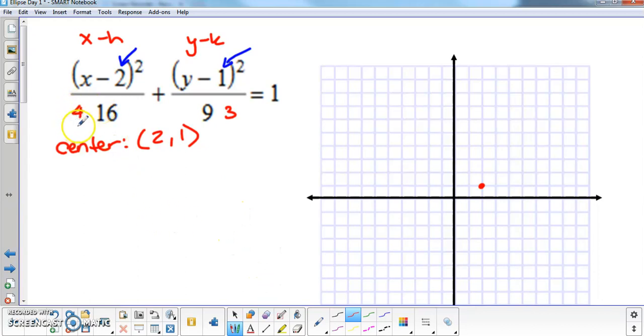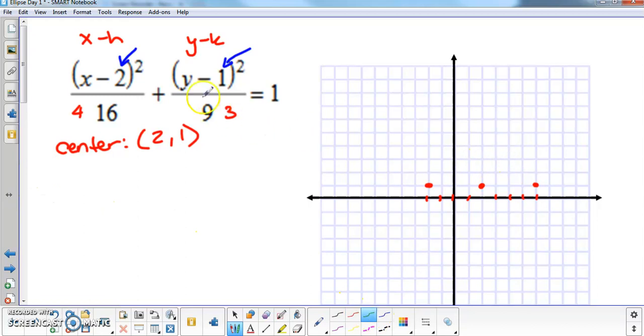The 4 right here is underneath the x, so that's telling me that along my x-axis, I'm going plus and minus 4 from my center. So I'm going 1, 2, 3, 4, and I'm going to go 1, 2, 3, 4. Because that right there is showing me that my a is going to be 4, and a squared is 16. So the square root of 16, the square root of a squared, is a.